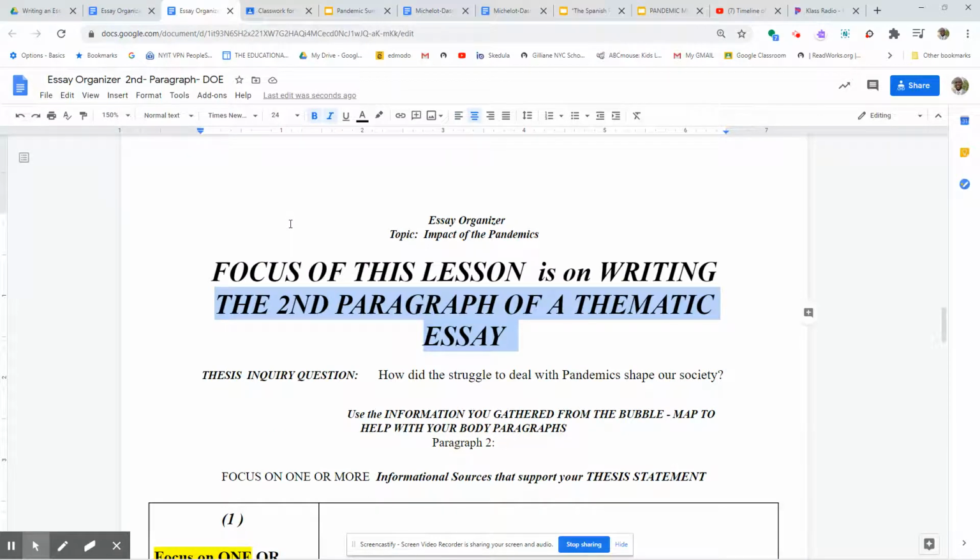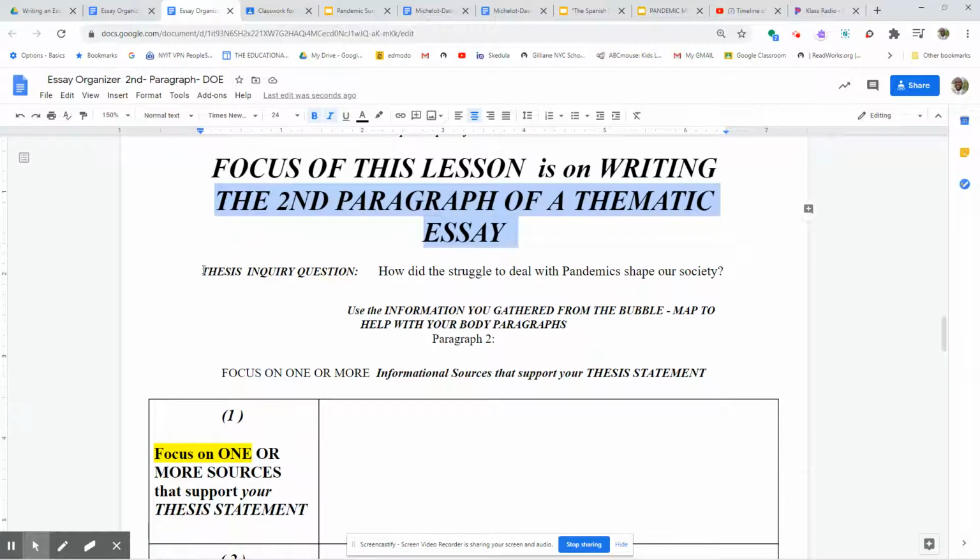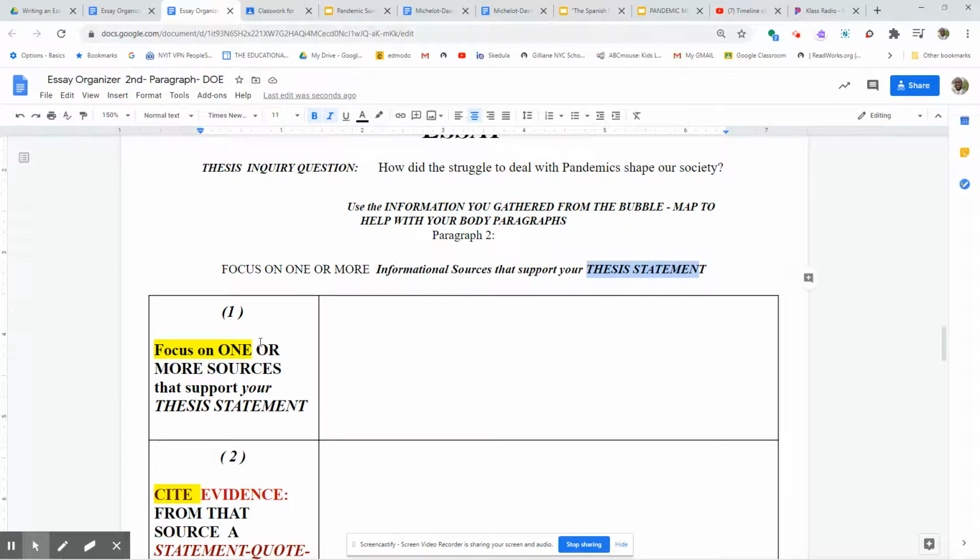So now, getting back to this lesson, the second paragraph of a thematic essay, we're still focusing on the same inquiry question. How did the struggle to deal with pandemics shape our society? In your thesis statement, you had to take a position. You had to say that the struggle to deal with pandemics either shaped our society for the worse or for the better, or however you described it. Once you're at that stage, you want to focus on one or more sources that support your position regarding the thesis statement.